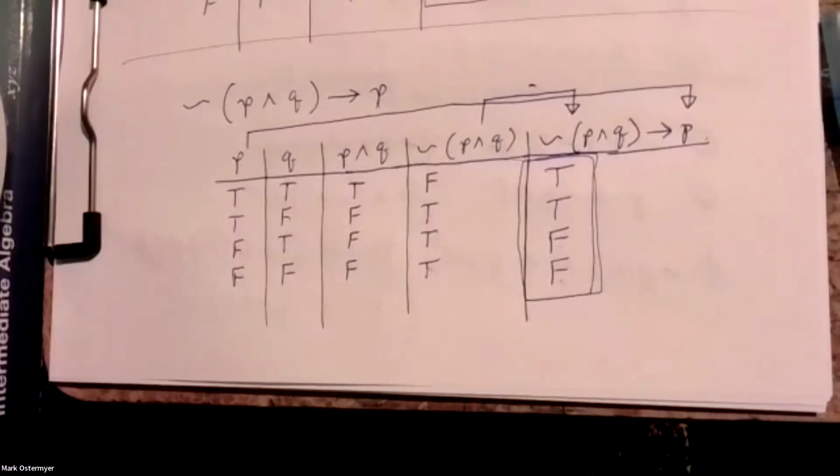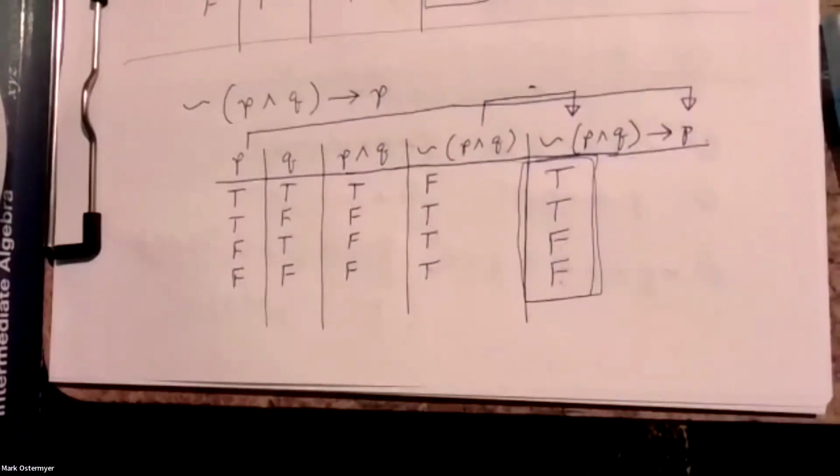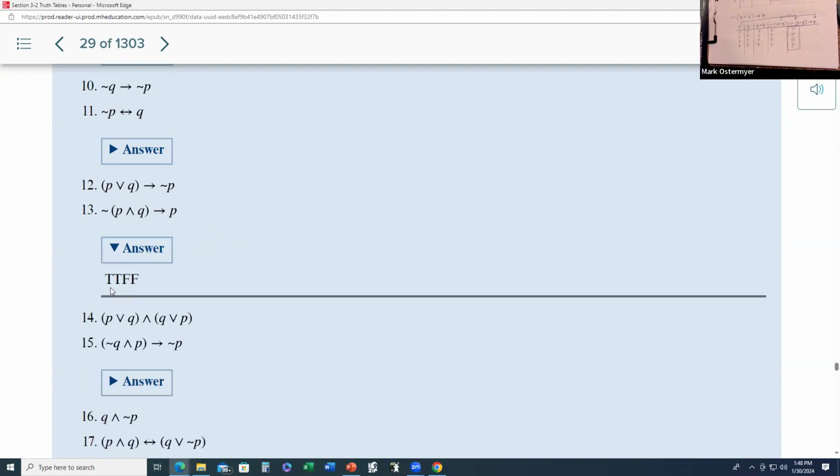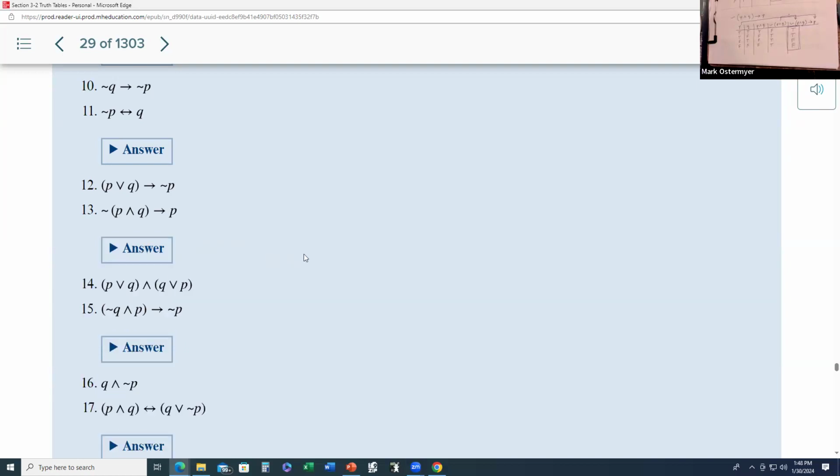Let's try another one, okay? The more of these you try, the better you're going to get. It's going to start to make more sense and feel more natural, but it just requires a lot of practice. You can see there's loads of practice problems in here. The odd problems, you can check your answers in the back of your book. So that was number 13. See how they cite the answer? True, true, false, false. That's it. They don't show you the whole table. Okay, let's try this next one here.